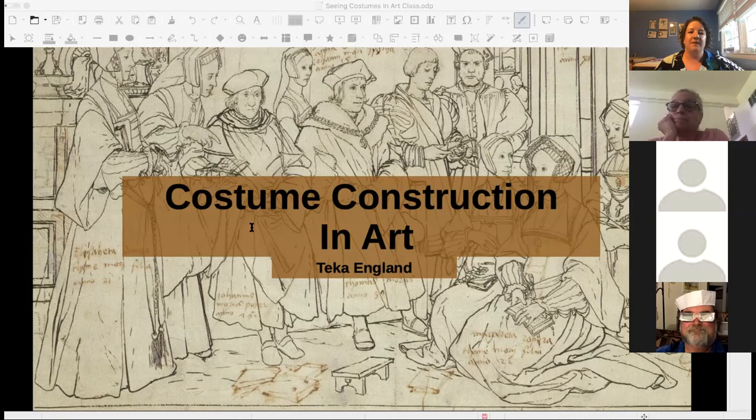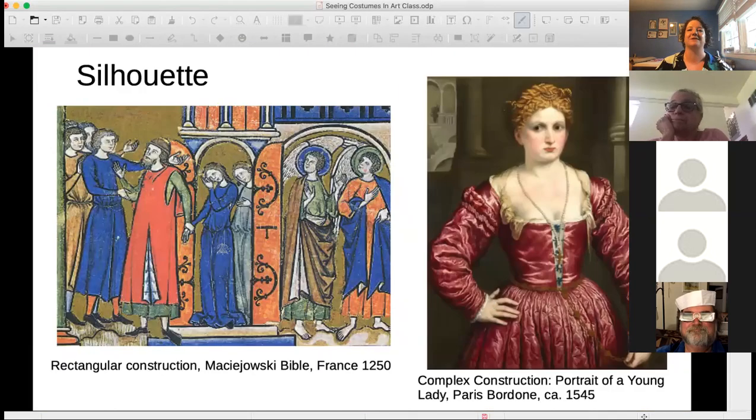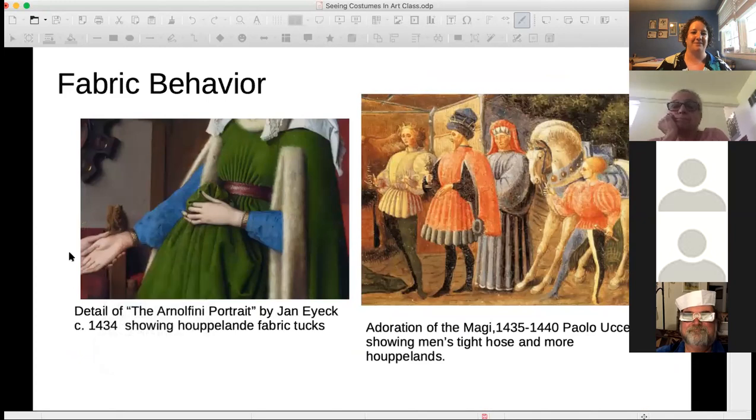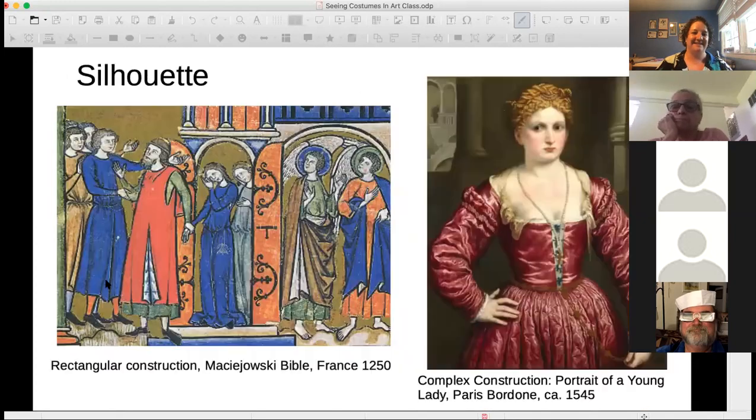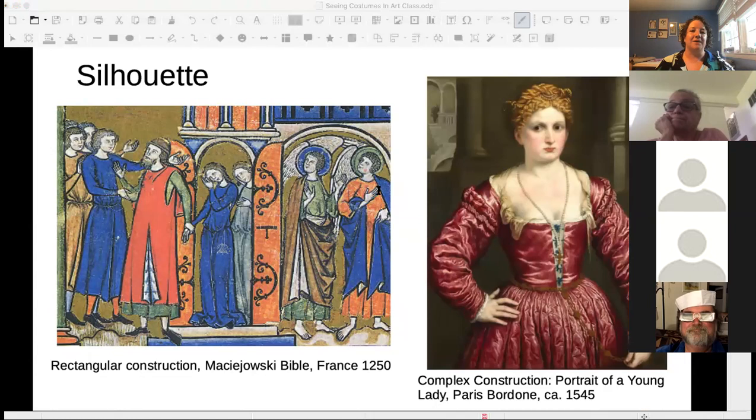Okay, so what I'm looking for as I look at art, the first thing is silhouette. I believe this is my first slide, so let's see if I can advance that. There we go. So the first thing that I'm looking at is silhouette. Do I see the outline of the body, or is it more blousy? That is going to be one of the first big giveaways as to what period you're looking at.